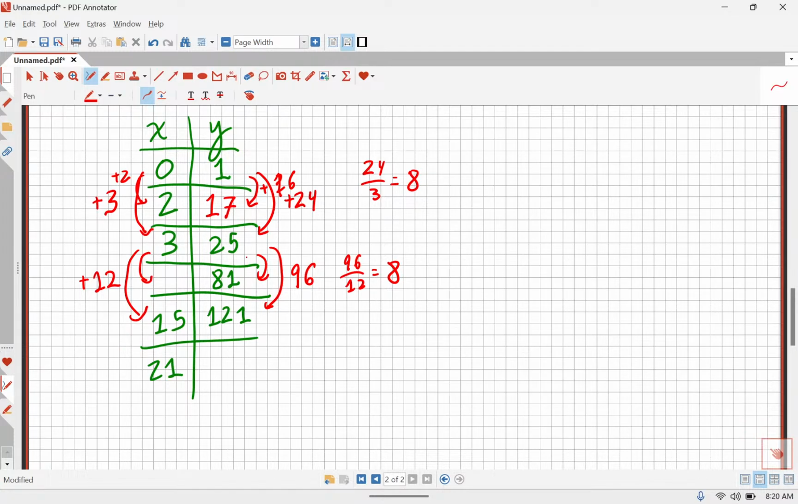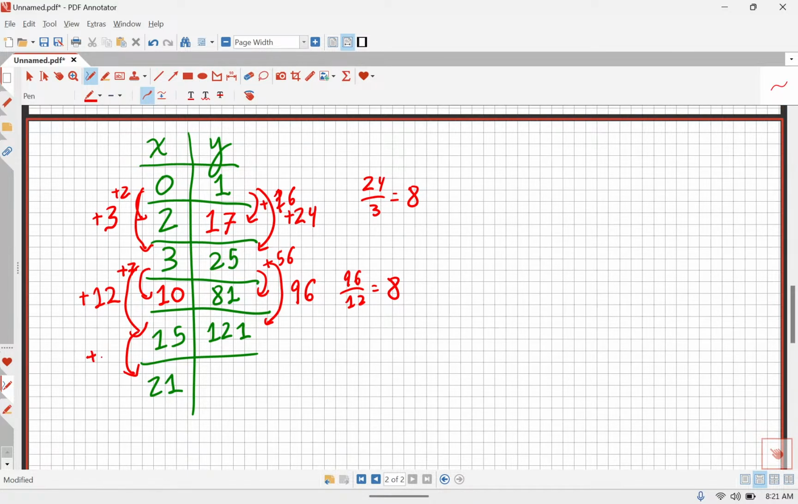Guys, this 25 to 81 is 56? Is that an increase of 56? So now we have to ask, 56 divided by what is going to give me 8? Is it 7? So that must be an increase of 7. And 3 plus 7 is 10.